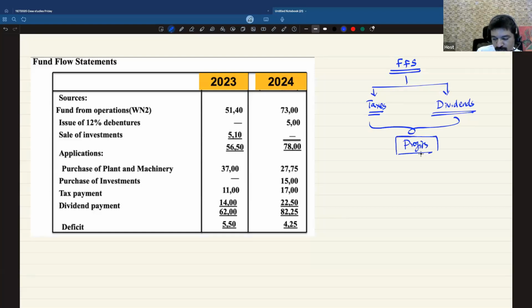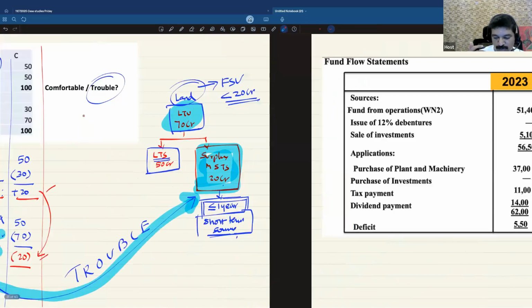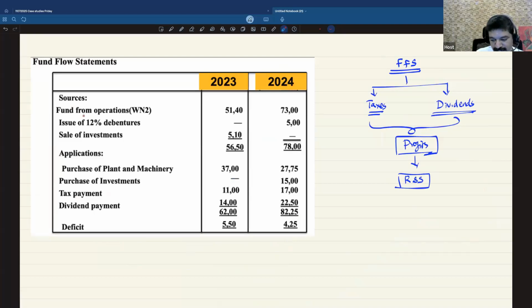Profits are basically the money that goes into reserves and surplus. If you recollect, we discussed that here, right? We said retained profit is a long-term source. It means profit is a long-term source, right? So if profit is a long-term source, then any distribution out of the profit, say in the form of taxes, in the form of dividends, should be considered as long-term use.